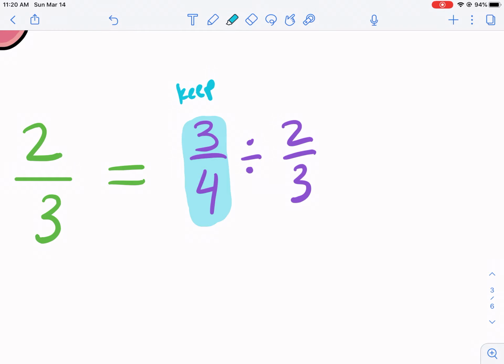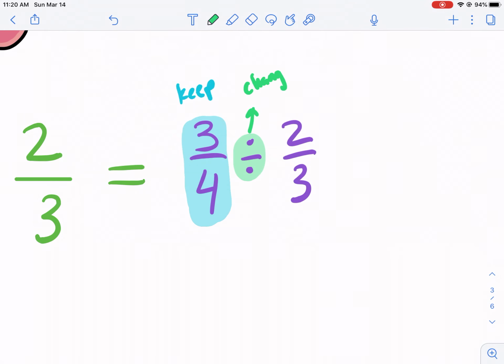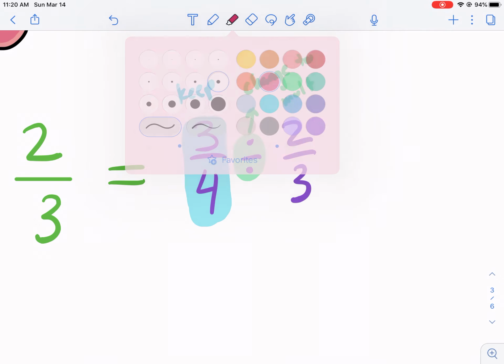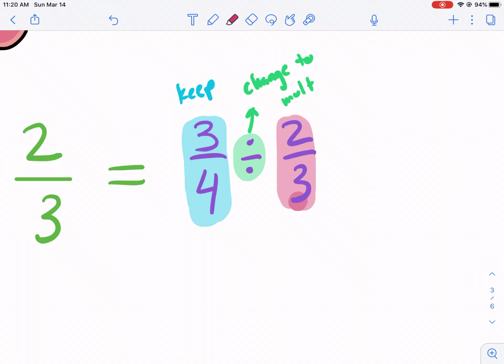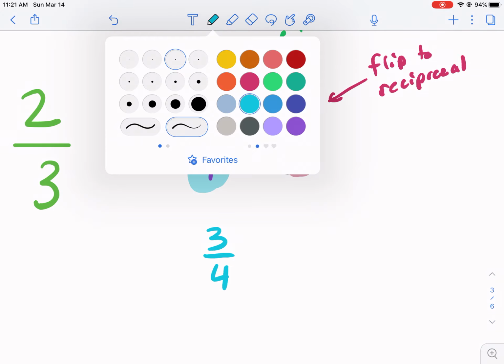Keep. The change part is we're going to change the division sign into multiplication. And then the last part is flip it. We are going to flip this to the reciprocal. Dividing by a fraction is the same thing as multiplying by the reciprocal. So what does it look like when we're done? It's going to look like 3 over 4 times, changed it, and then flip it, 3 over 2.